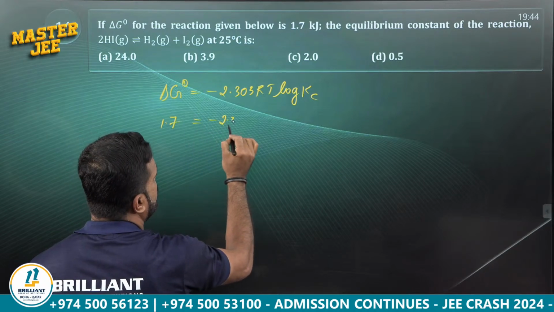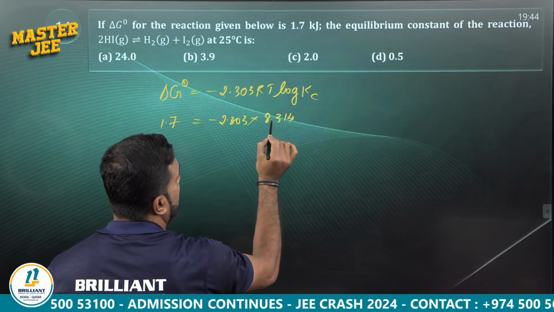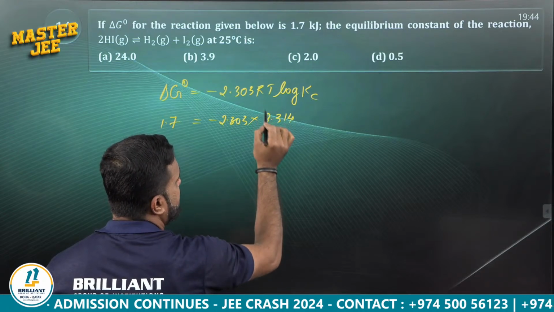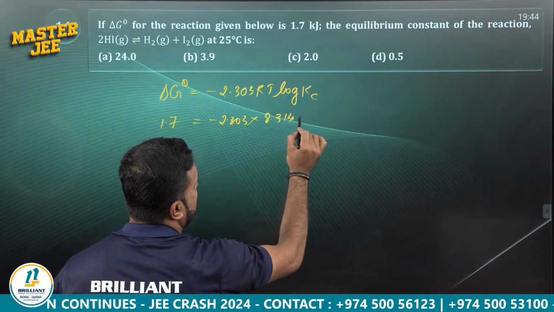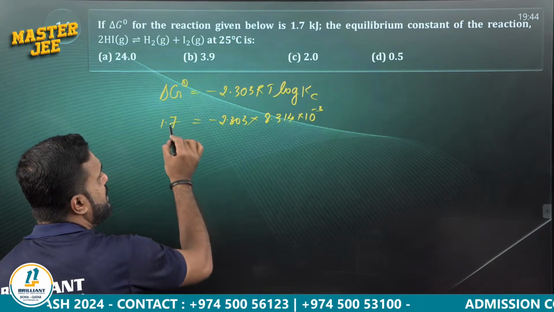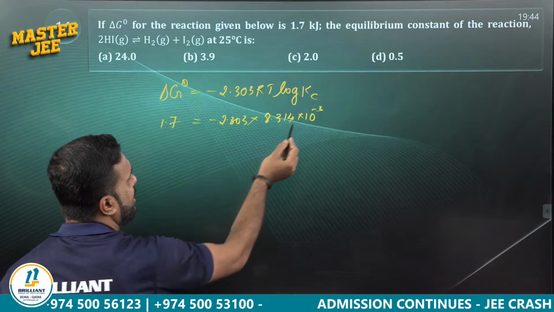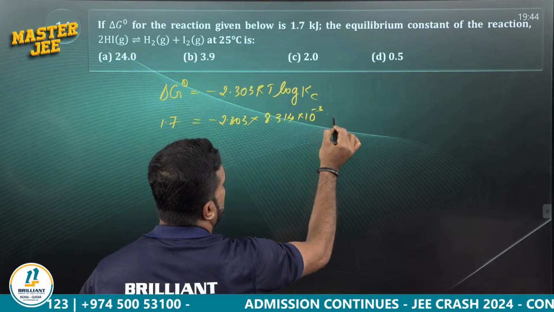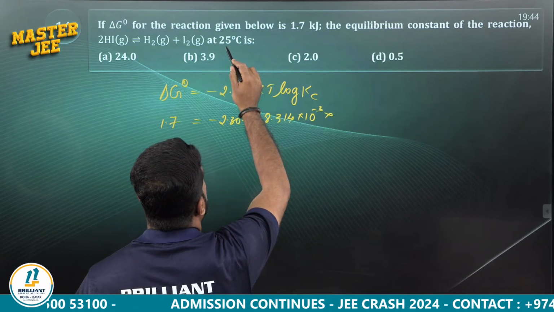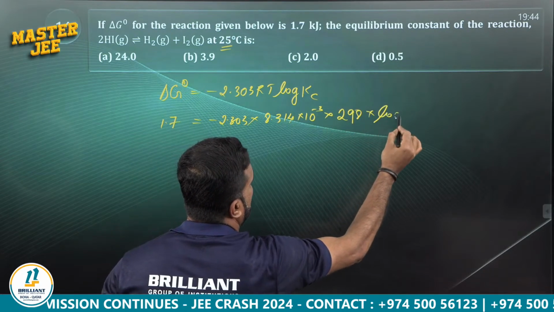So it's equal to minus 2.303 into the R value, which you know is 8.314, but that is in joule: 8.314 joule Kelvin inverse mole inverse. So I will put 10 power minus 3 to convert to kilojoule, or else you can convert this into joule by multiplying by 10 power 3. Temperature, you know, is 25 degrees Celsius, so 298 Kelvin will come into the equation.